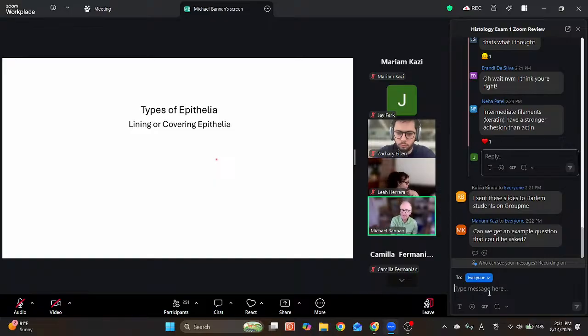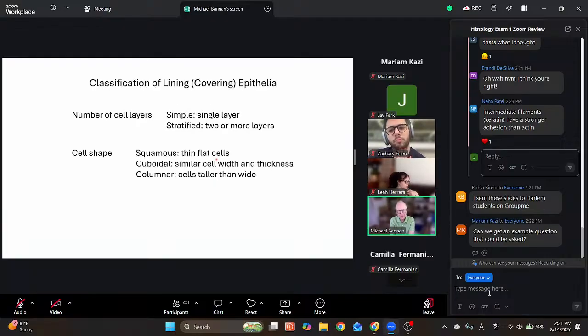So let's talk about any questions about the apical specializations. Okay, let's move on to the types of epithelia. First, we're going to talk about lining or covering epithelia types. So we classify epithelia, first of all, by the number of cell layers. If it's a single layer, it is a simple epithelium. If it is two or more layers, it is a stratified epithelium. And then we further classify it in terms of the cell shape of the most superficial cell layer.